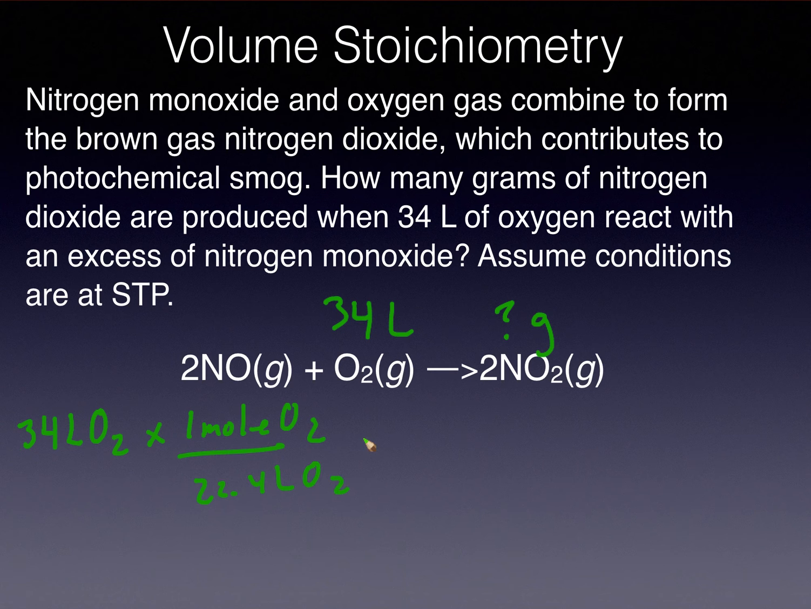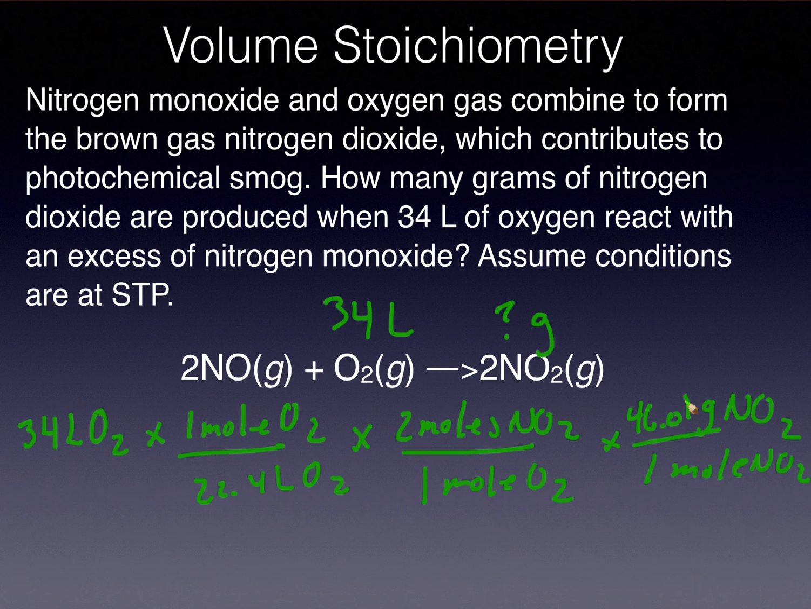So now we're in moles with our easy pass station. We're ready to go over the bridge. So times 2 moles of NO2 all over 1 mole of O2. Now the last step, we want to go to grams of NO2. We just need to calculate the molar mass. So we have 14.01 plus 32 gives us 46.01 grams.